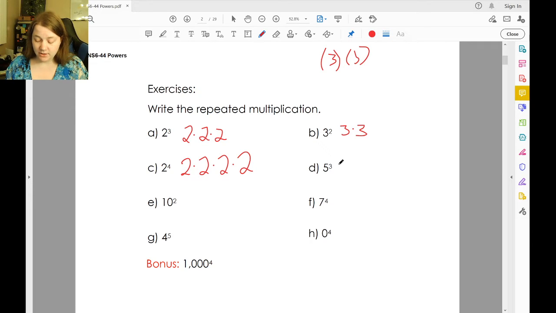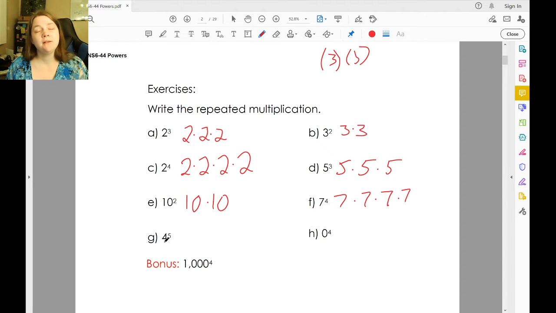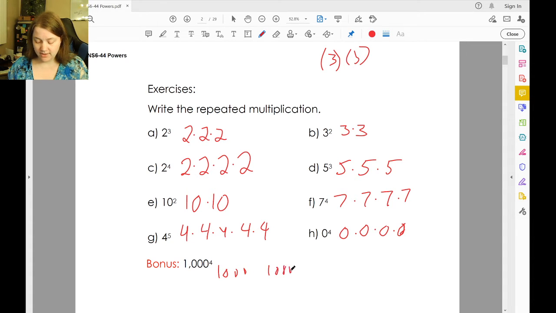For letter D, 5 to the 3rd power, you see the number 5 3 times. Put multiplication signs in between. For letter E, 10 times 10. Letter F, I see the number 7 4 times. Letter G, I see the number 4 5 times. Letter H, I see the number 0 4 times. Fun fact, it doesn't matter how many times I see the number 0. 0 times 0 times 0 times however many times is always going to be 0. But you knew that. 1,000 times 4. I'm going to see the number 1,000 4 times.